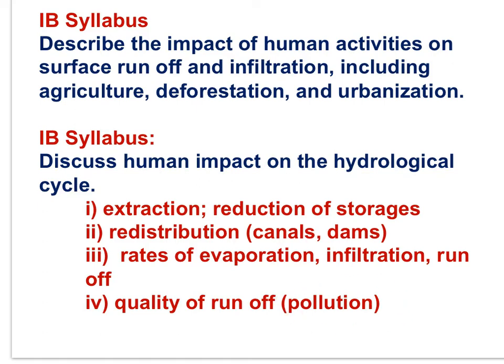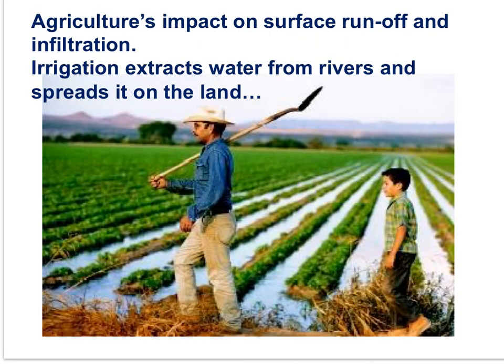Urbanization and increasing population numbers are putting pressure on water resources, exacerbating, making worse, all of the ways in which people interact with water. Agriculture has an impact on surface runoff and infiltration. Irrigation extracts water from rivers and spreads it on the land.